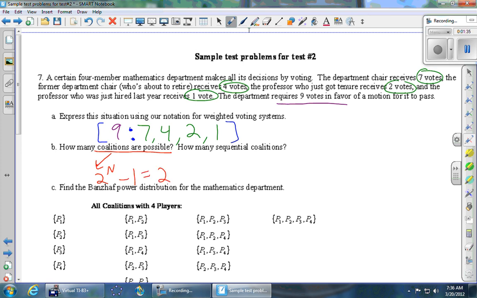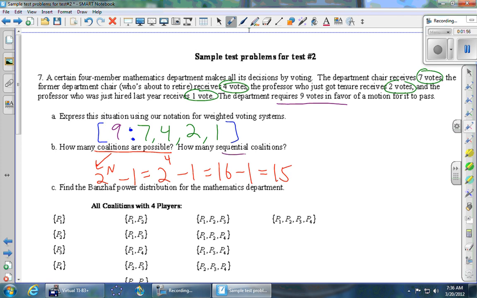So in this case, we had how many people voting? We had 4 people voting. So it's 2 to the 4th, and then minus 1 when we're done. Remember, the order of operations says we have to do the exponent before we do the subtraction. So 2 to the 4th is 16. Subtract 1 is 15. So there's 15 different coalitions.